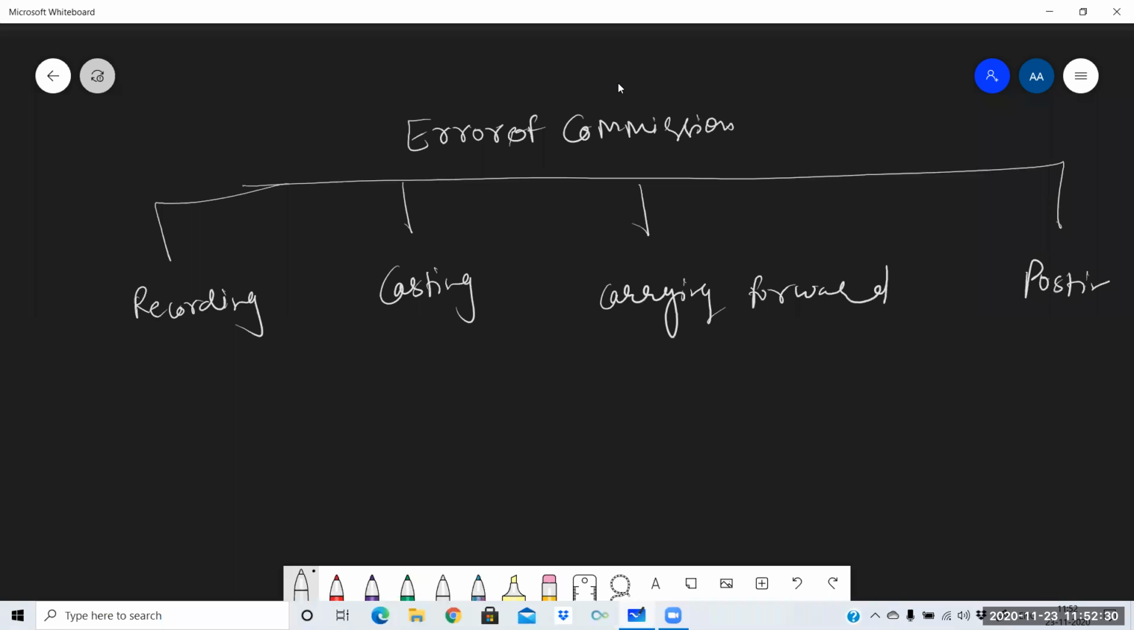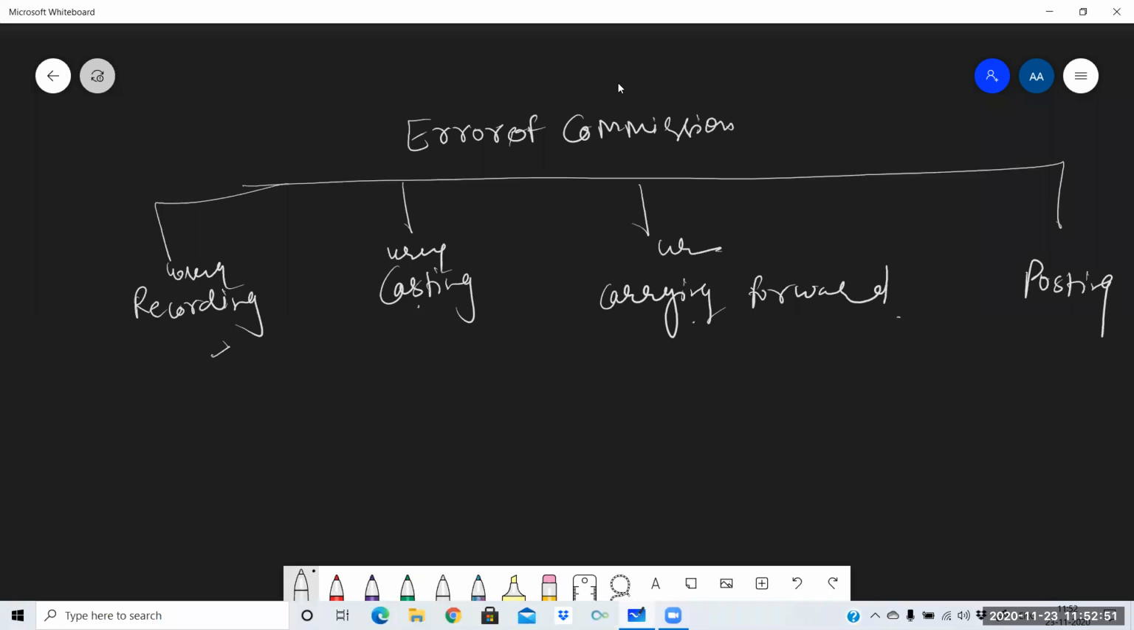Error of commission means those errors which arise due to wrong recording, wrong casting, wrong carry forward, wrong posting, etc.